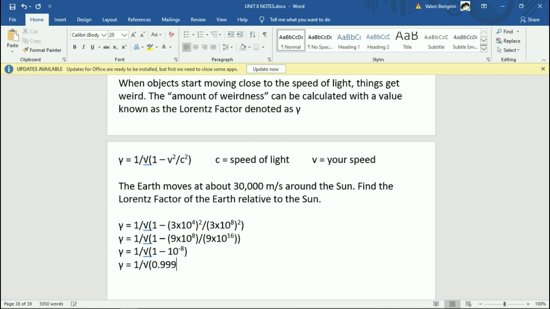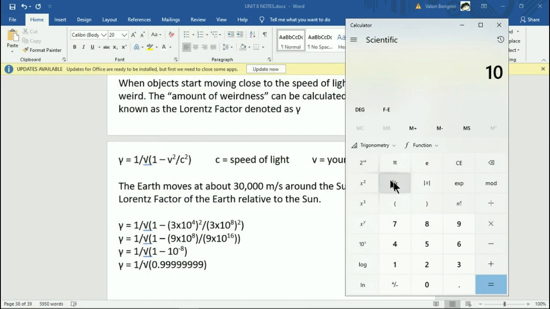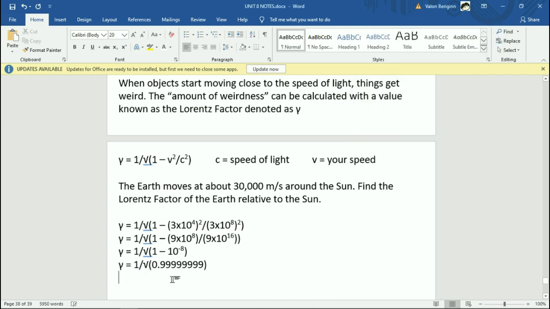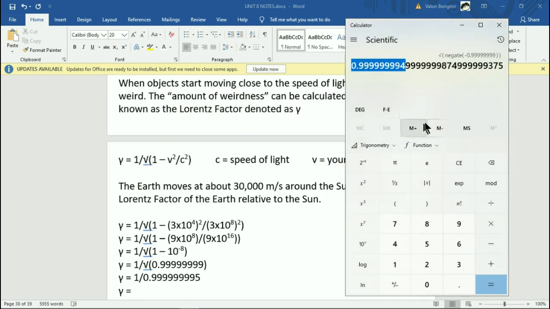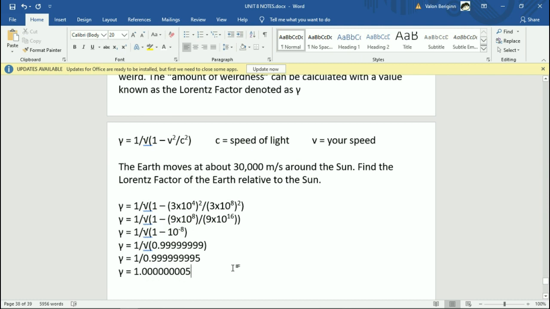Make sure I get this right. 0.9999999, I think. Let me double check that's the right number of 9s. 10 to the minus 8, and then 1 minus that, so that's 8 nines. That's your number, but that's in a square root, so you've got to take the square root of this. I'll just round this up to 5. And then you do 1 over it, and you get that the Lorentz factor of the Earth compared to the Sun is basically this: 8 zeros between the 1 and the 5.